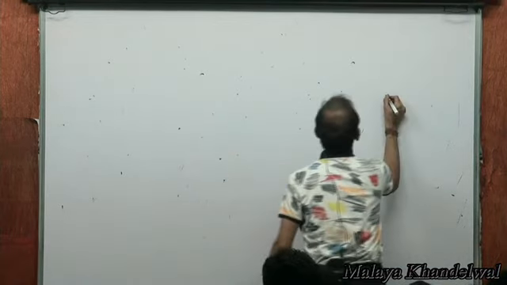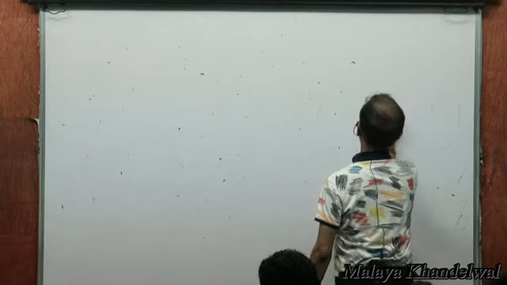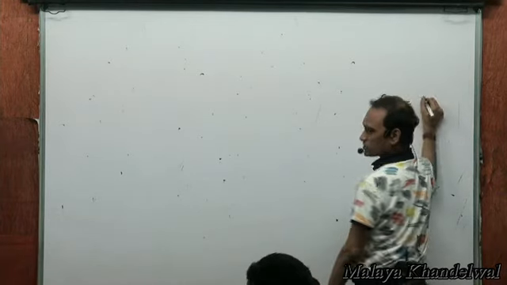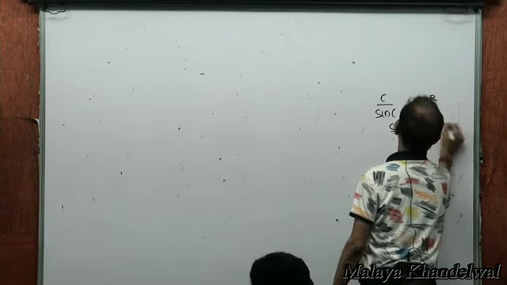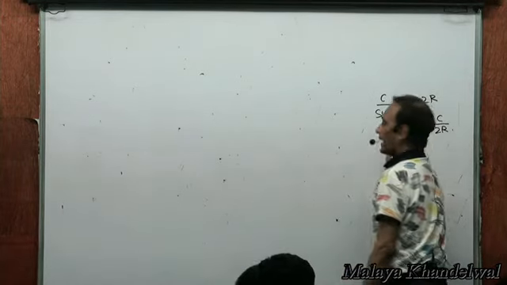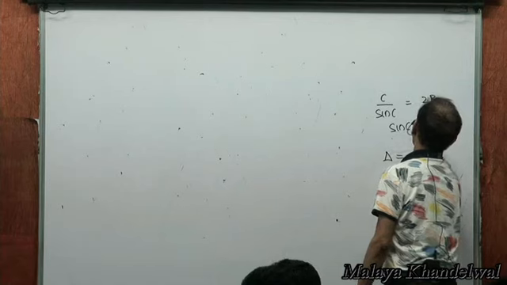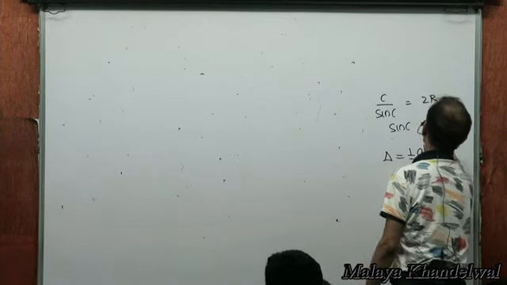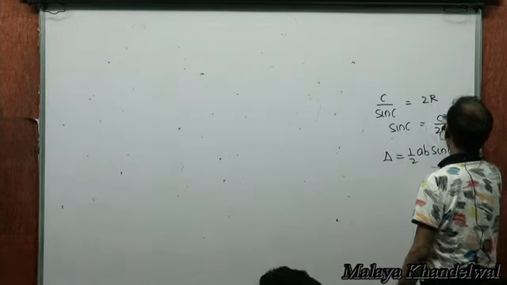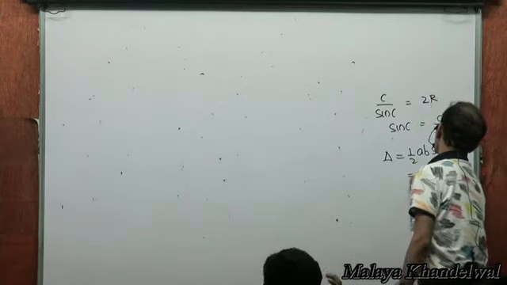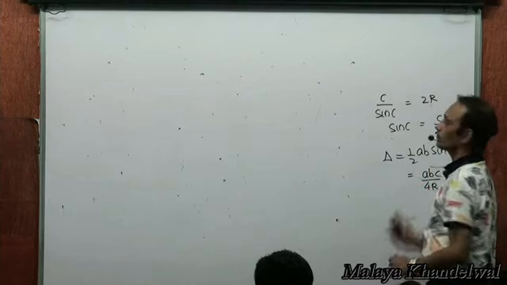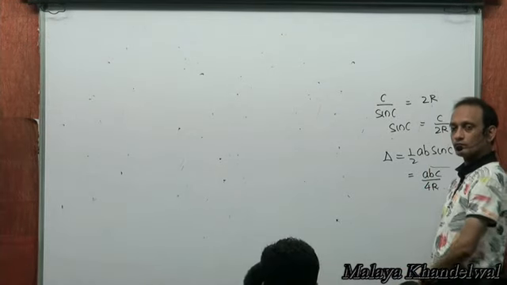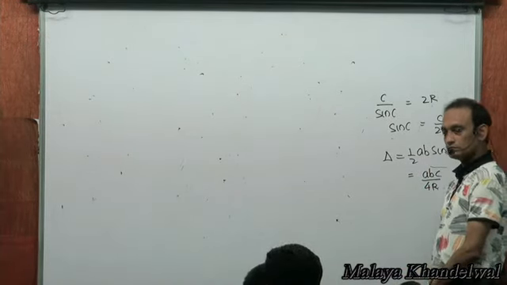By the sine rule, any side divided by the sine of the angle opposite is 2R. So is sine C not equal to c by 2R? And the area of the triangle is half ab sine C, for example. And this sine C I replace by c by 2R. So this will become abc by 4R. Clear?